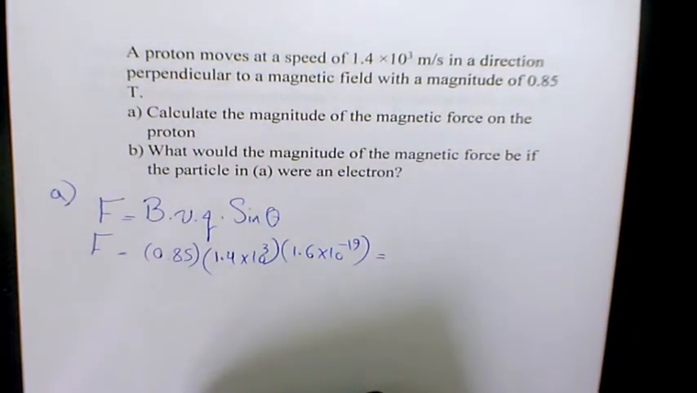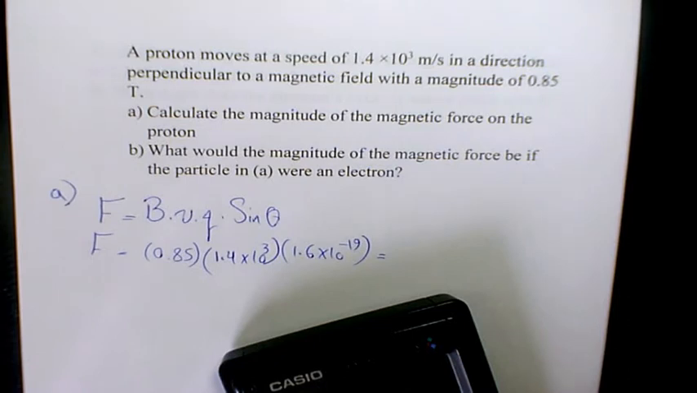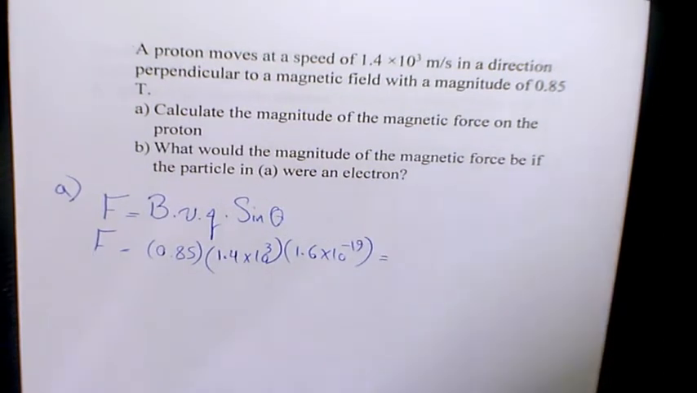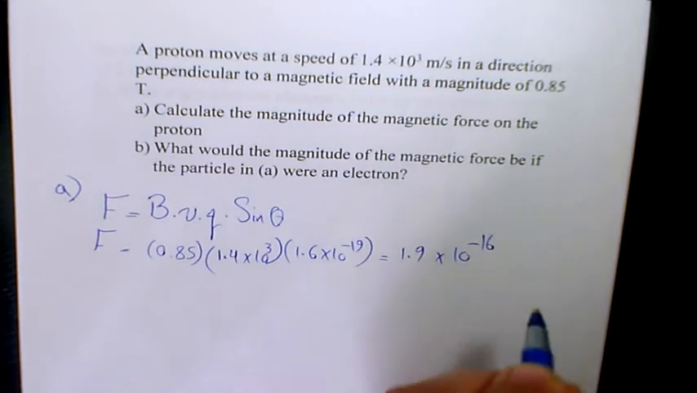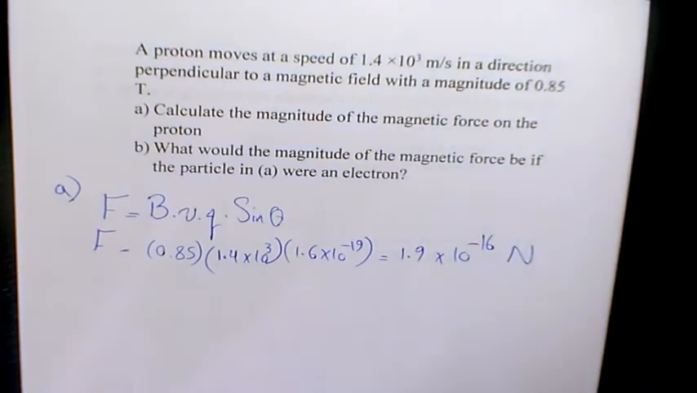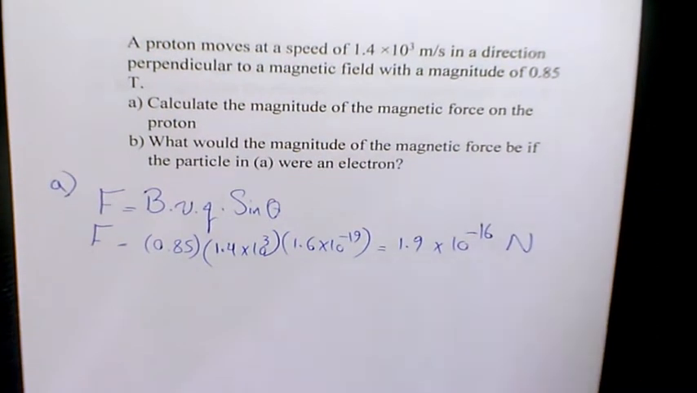So 0.85 times 1.4 times 10 to the power of 3 times 1.6 times 10 to the power of negative 19. The answer will be 1.9 times 10 to the power of negative 16 Newton. So that's the magnitude of the magnetic force.